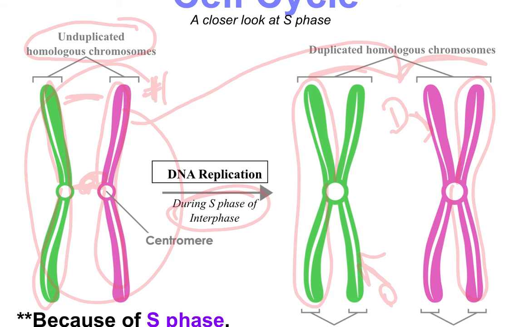The reason the cell is doing this, and every cell does this, every ear cell, every chin cell, is because it's getting ready to divide. And when it divides, it's going to need an exact copy of everything for the new cell. The part right at the center of all of these unduplicated and duplicated chromosomes is called the centromere.